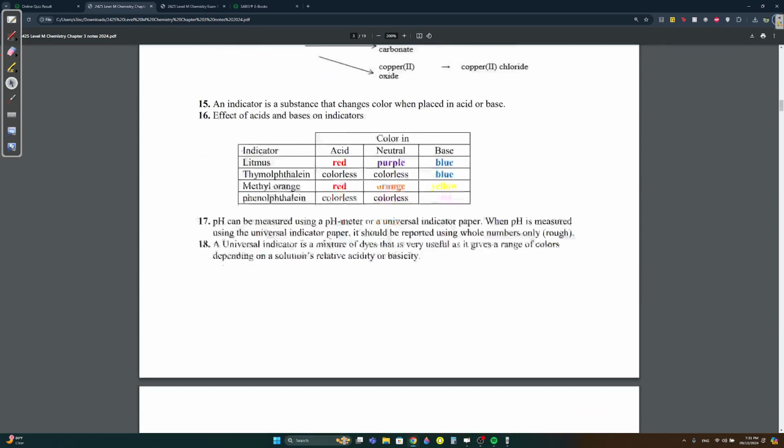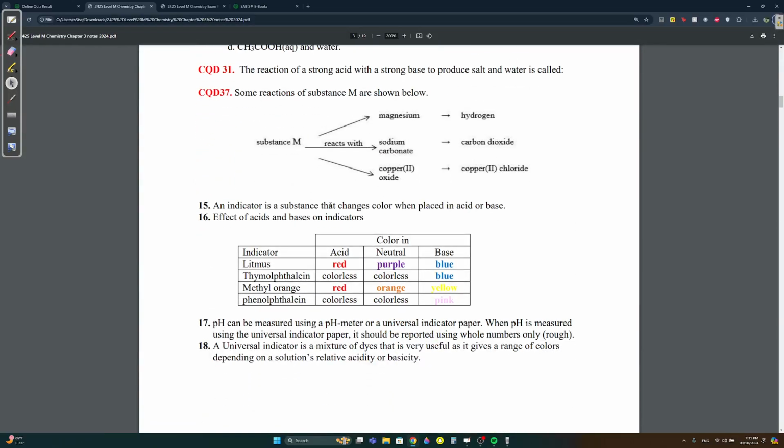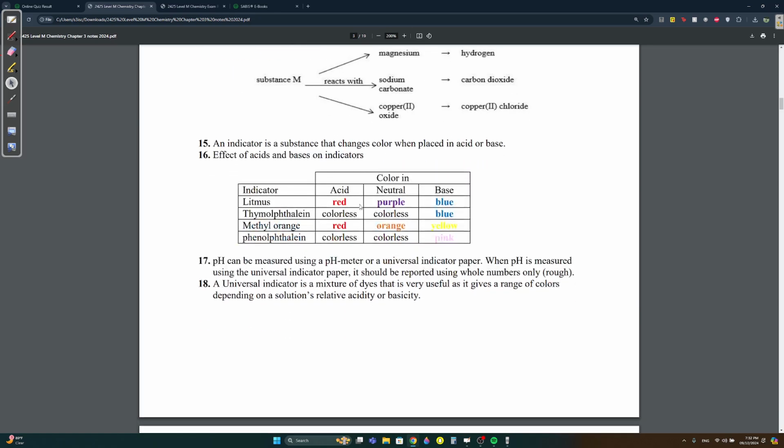So I'm going to do indicators first before I do acids and bases. They're very, very easy. An indicator is a substance that changes color if it's placed in an acid or a base. So you need to memorize all of these. You need to know litmus turns red in the presence of acid and blue in the presence of a base. It's purple when it's neutral.